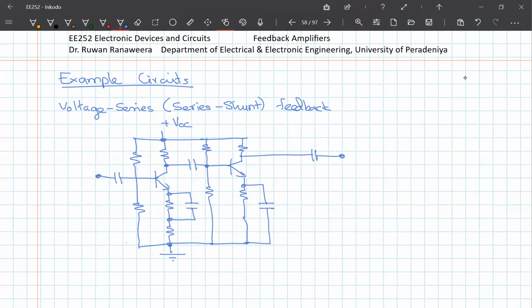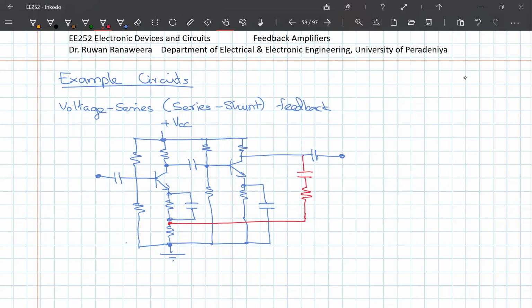Now, how am I going to get the feedback? Since I need the shunt feedback, I'm going to sample the output and the input. So let me mark it like this and connect it to this point, so that it is only for the AC feedback. As you see, this is again a different kind of voltage series feedback.